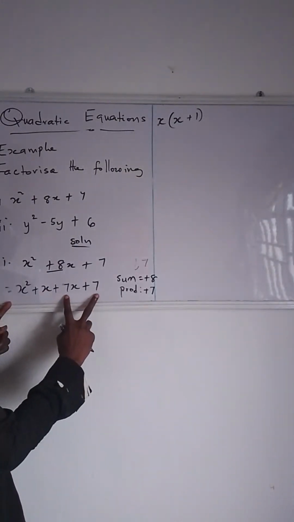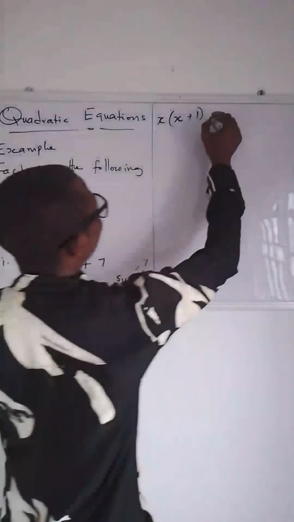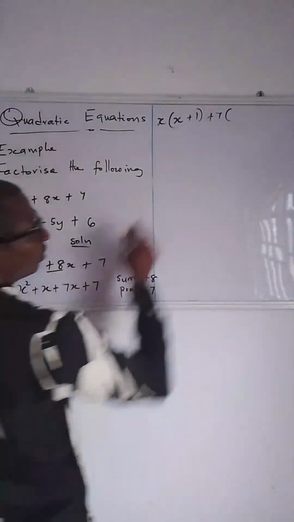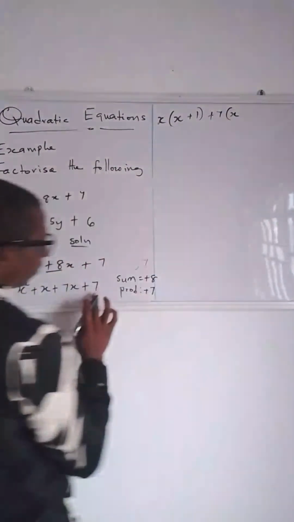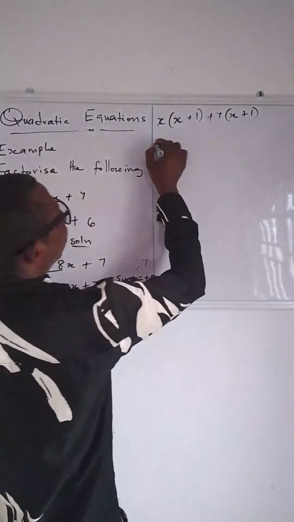So now let us look at the second pair here. What is the common factor? It's going to be plus 7, right? So we have plus 7. Now, when you divide this by 7, you have x. When you divide this by 7, you have 1. So that is plus 1, right?